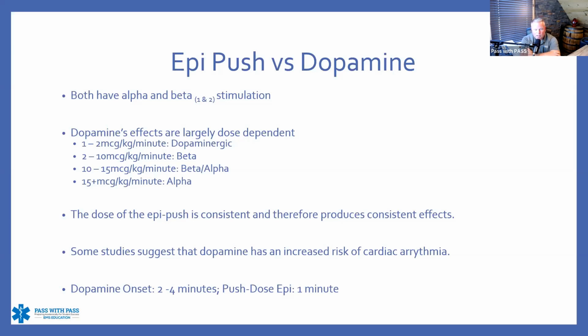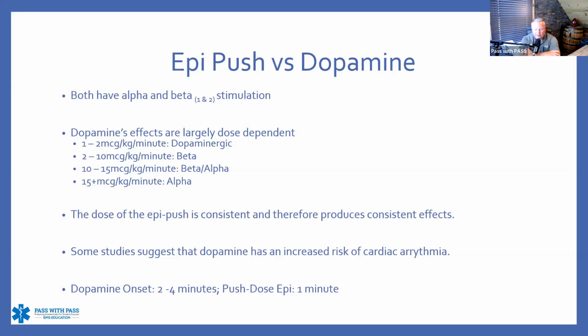So if we bump that up a little bit to 2 to 10 mics per kilo per minute, we're basically getting beta effects. And beta effects, remember, beta 1, your one heart, is going to be a positive inotropic and positive chronotropic effect. Inotropic is squeeze, how much squeeze you're getting, and chronotropic effects are how much you're going to increase the heart rate. And then with beta stimulation, we're also going to get the beta 2 effects, which is going to be bronchodilation.